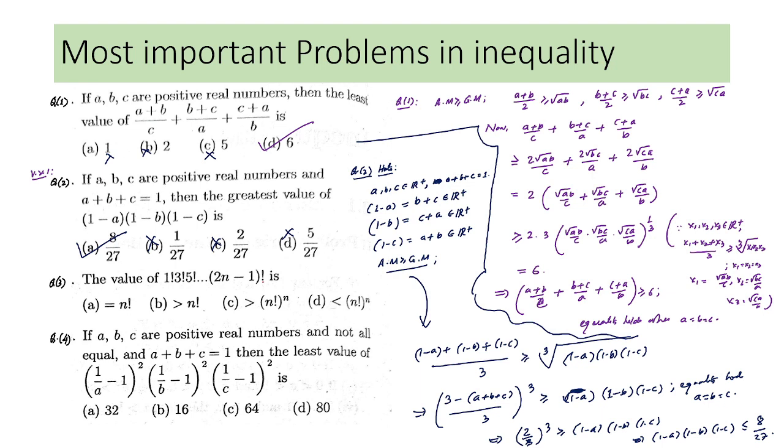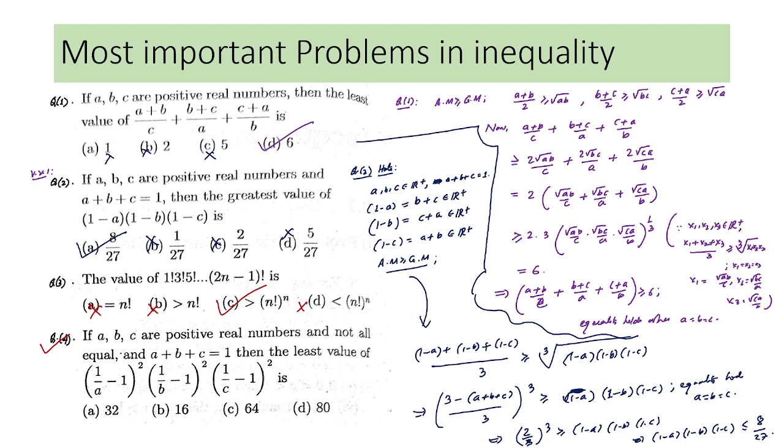So what will be our answer? This is greater than (n factorial) to the power n. It is given in option C. So option C is correct and all other options are false. Now we come to the next question.